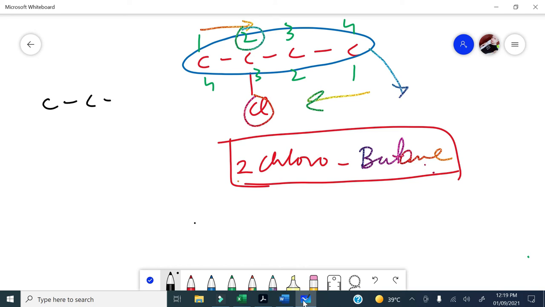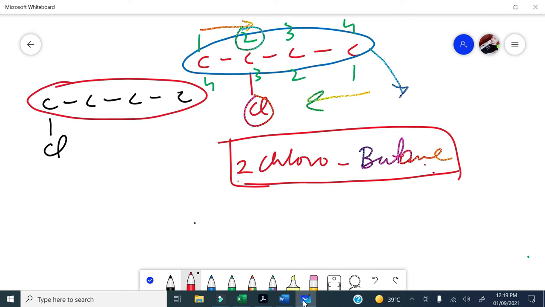Okay, now let me check another one. Let's suppose the chloro is on another position. It's on position number 1. So first of all, numbering, longest chain. This is the longest chain. 1, 2, 3, 4. You can count either from 1, 2, 3 and 4. So the least value is 1. Okay, so I'll call this 1-chlorobutane. The longest chain is butane.